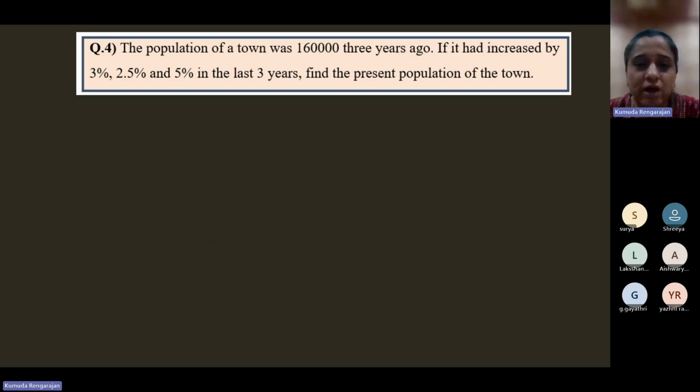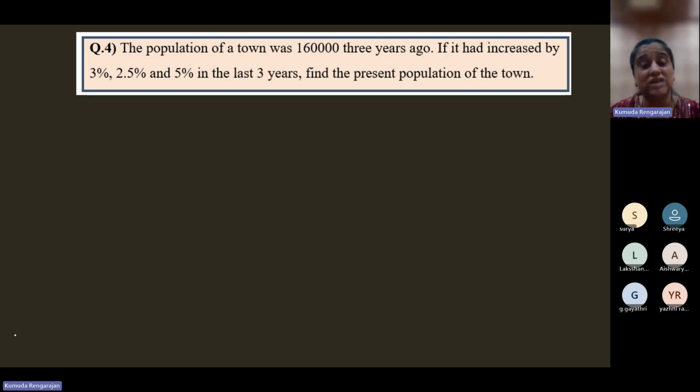The population of a town was 1,60,000 3 years ago. I'll wind up with this one, children. All right. 3 years ago, the population was 1,60,000. If it had increased by 3%, 2.5%, and 5% in the last 3 years, find the present population of the town.